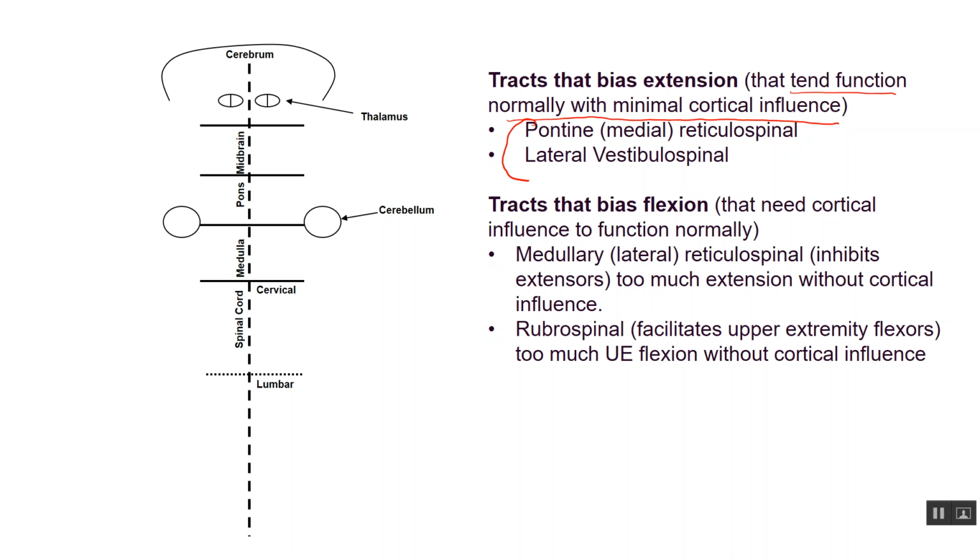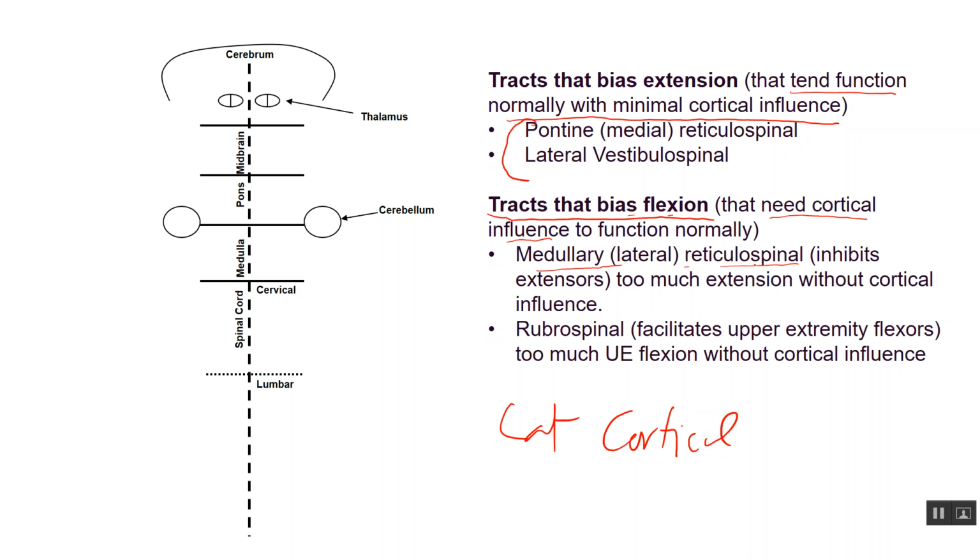Then we have a couple of tracts that tend to bias flexion that start in the brainstem. These are brainstem tracts. The lateral corticospinal also biases flexion, but we're talking about brainstem tracts right now. You have the medullary or lateral reticulospinal tract. These 2 tracts that bias flexion tend to require cortical influence. You have to have a normal cortex for these to do their jobs right.